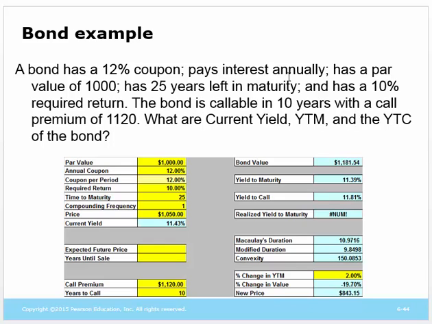What if we have 12%, 25 years left in maturity and 10% required return? And this bond's callable in 10 years. The call premium is $11.20. What would that do? Well, if we could buy this bond for $1,050, the current value is $11.81. So we'd want to buy it at today's price. If you held it for 25 years, you'd earn 11.39%. But if they called it in 10 years, you'd actually earn 11.81%.